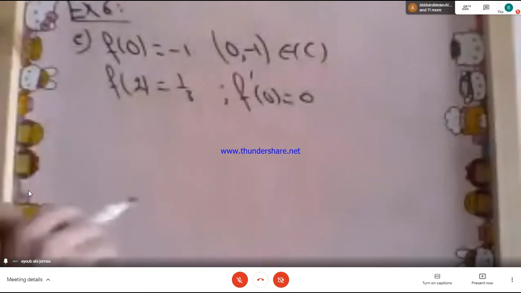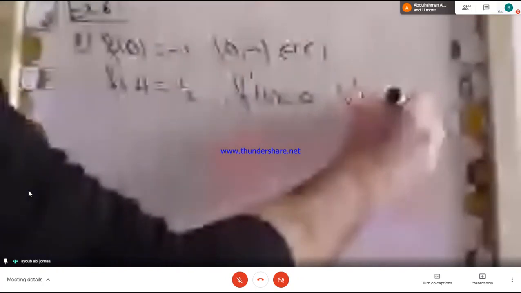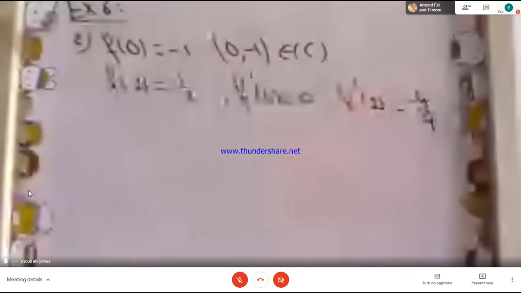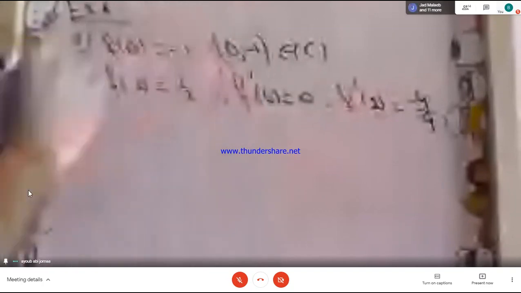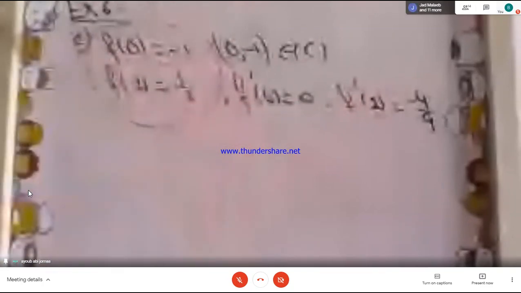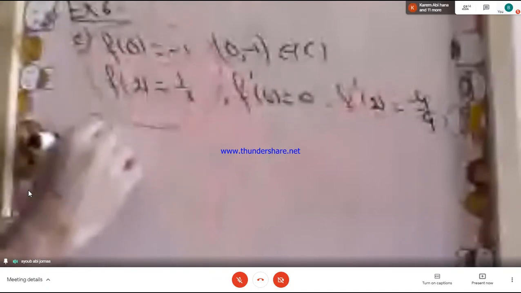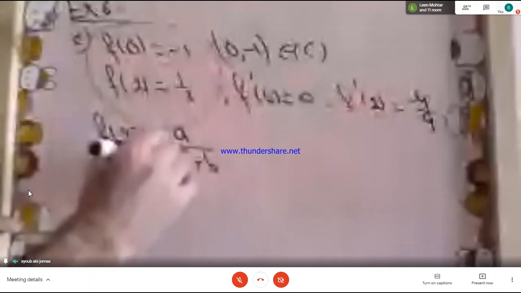To continue. Moreover, we have f prime of 2 is equal to -4/9. We have 4 pieces of information. Consider these two. Instead of using the derivative, I may use these. f of x is given as a over x squared plus b.